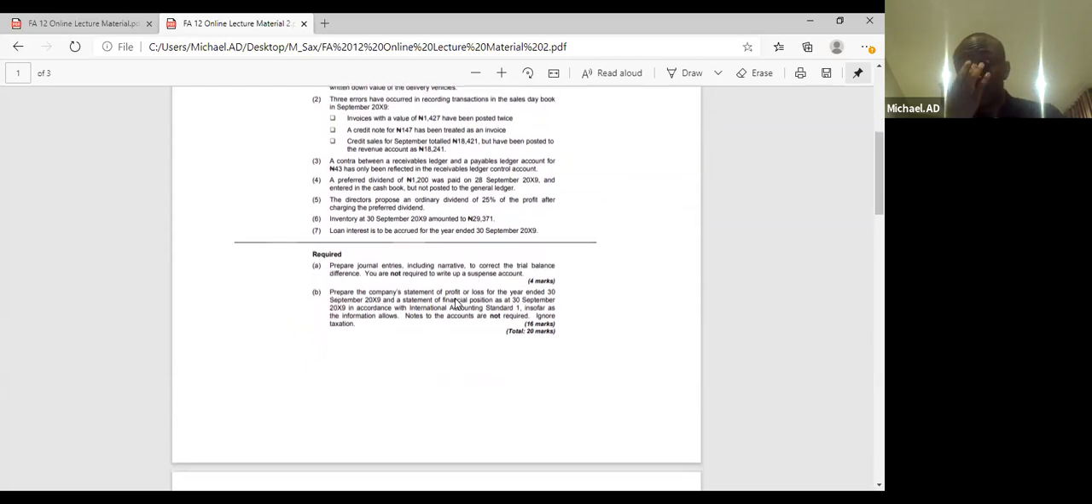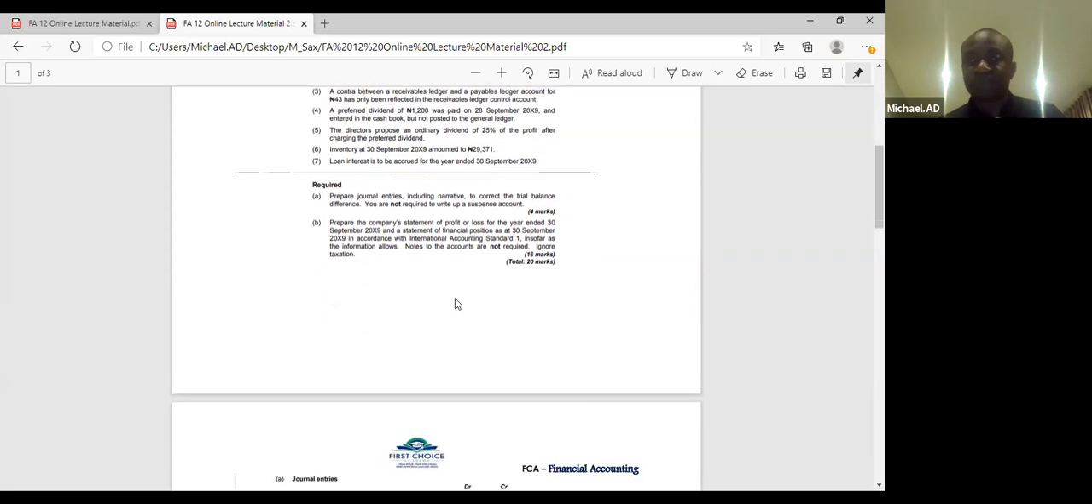Hence, now let's go to our B, which is really the core calculation of the whole thing. It said, prepare the company statement of profit or loss account for the year ended 30th September 20X9, and a statement of financial position as at 30th September 20X9 in accordance with IAS 1, so far as the information allows. And they said that notes to the account are not required. Also, ignore taxation.